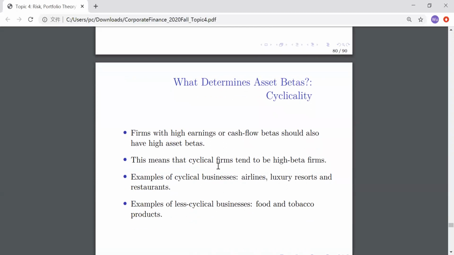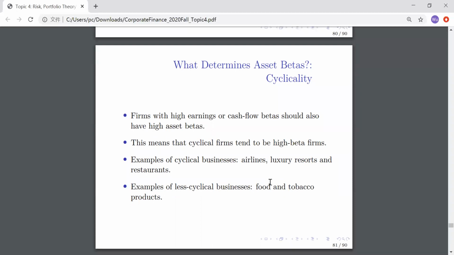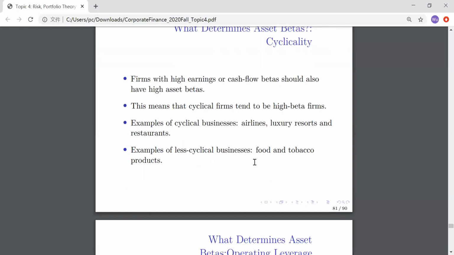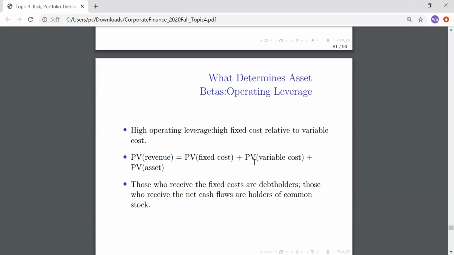Firms with high earnings or cash flow betas should have high asset beta, because they are more sensitive to market movements or business cycles. So cyclical firms are high beta firms because they move with the market more. Less cyclical businesses are low beta firms, like food or tobacco. In other words, these businesses do not move with the business cycle. If the economy is bad, people still consume food and tobacco. But if there's a crisis like now, with COVID-19, airlines are going to be hit. So again, this moves with the market, with macroeconomic factors.